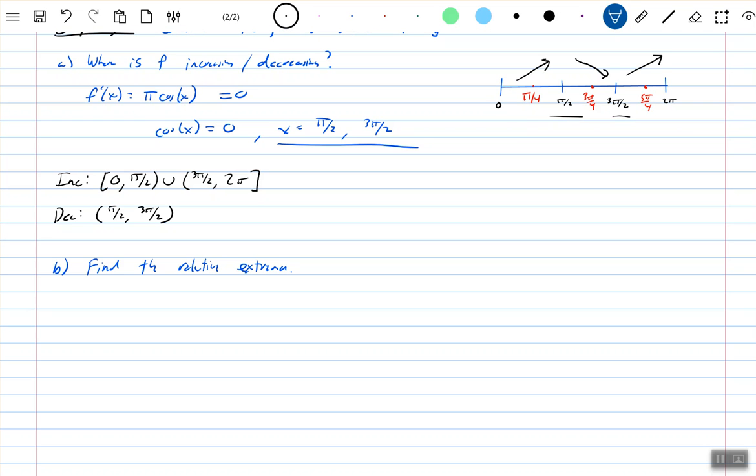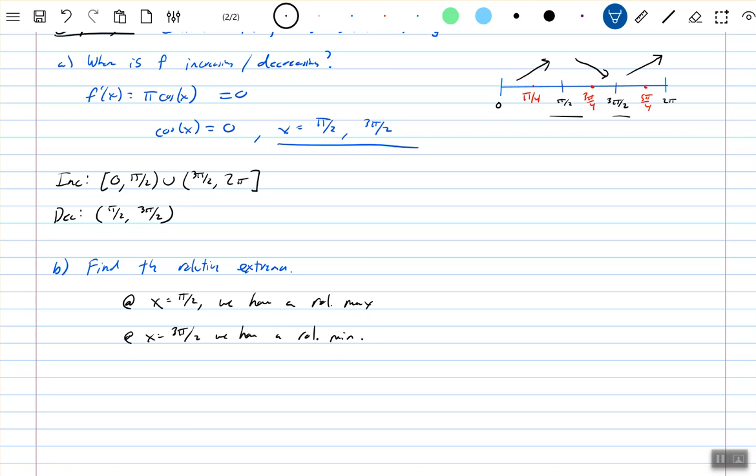We have 2 critical points. That's where our relative extrema will occur. Pi over 2 or 3 pi over 2. If you notice, at x is equal to pi over 2, we're increasing, we stop, and we start decreasing. So at x is equal to pi over 2, we have a relative maximum, and at x is equal to 3 pi over 2, since the function is decreasing down to 3 pi over 2, stops and then increases again, at x is equal to 3 pi over 2, we have a relative minimum.